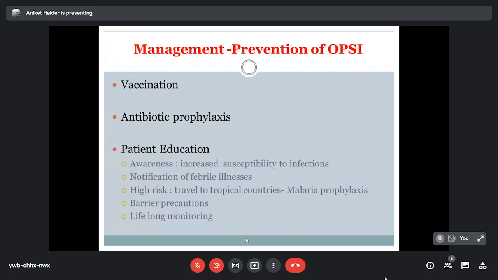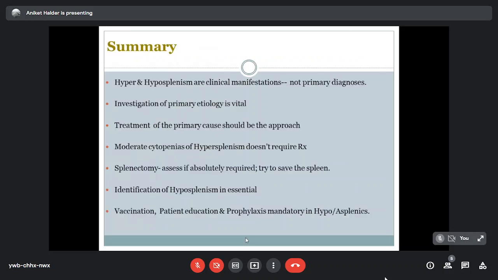And hyposplenism, although not very common, it should be borne in mind that patient education is a very important aspect of teaching these patients how to get themselves aware and be prepared in case there are any infections in these patients. So, lastly, the summary: hyper and hyposplenism.